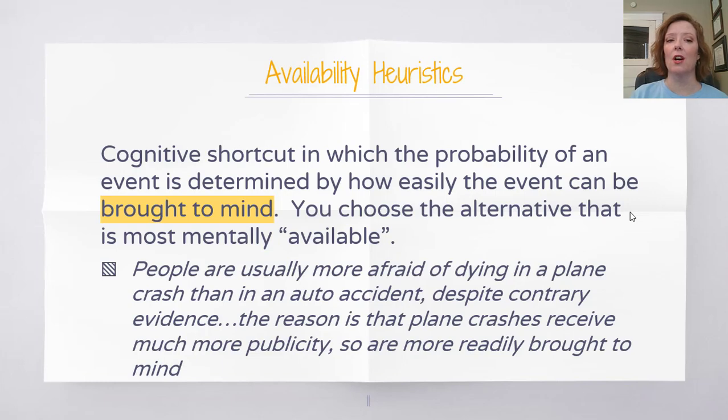Availability heuristics are cognitive shortcuts in which the probability of an event is determined by how easily the event can be brought to mind, and you choose the alternative that is most mentally available. So an example of this is that people are usually more afraid of dying in a plane crash than in an auto accident, despite contrary evidence. Actually, when it comes down to it, statistically, you're safer flying in an airplane. The reason is that plane crashes receive much more publicity, so they're more readily brought to mind.